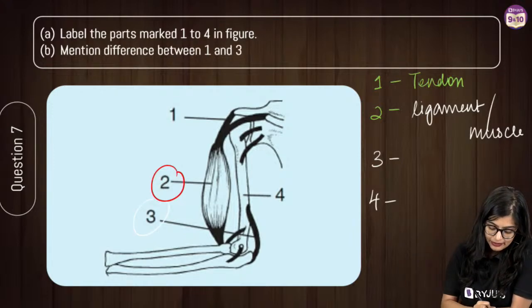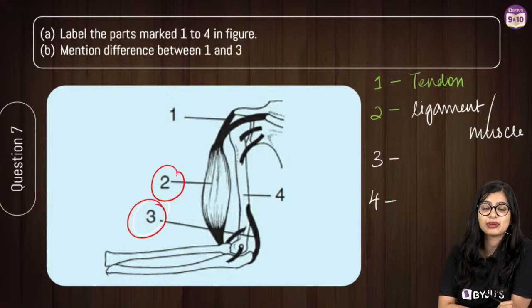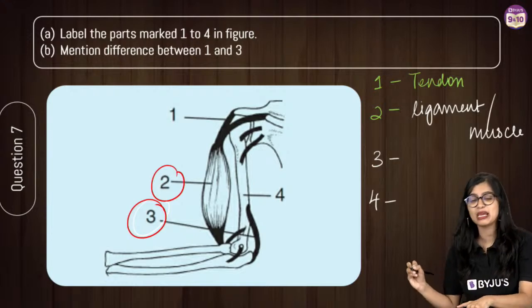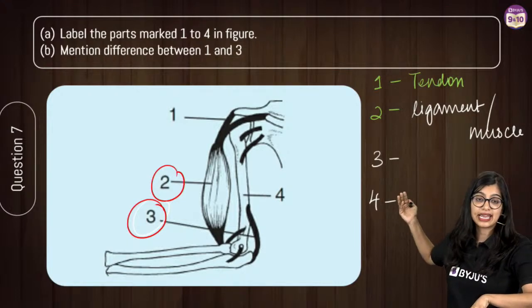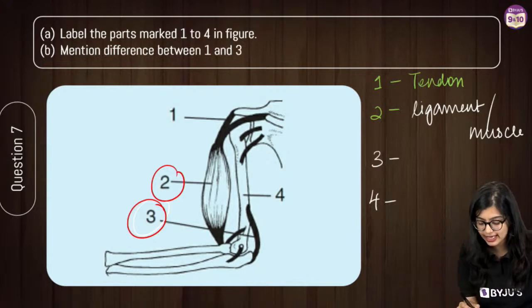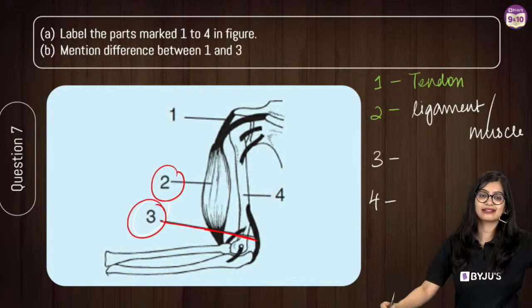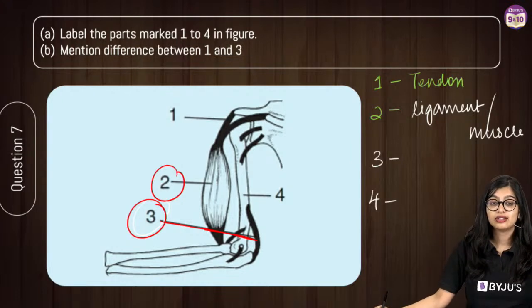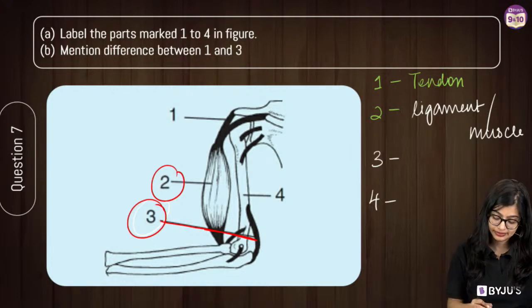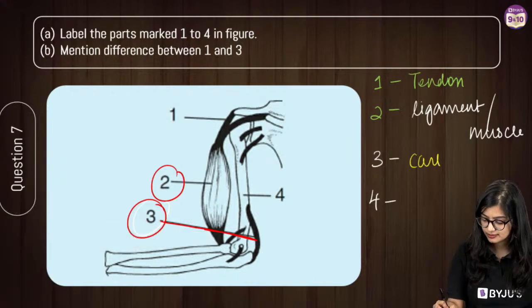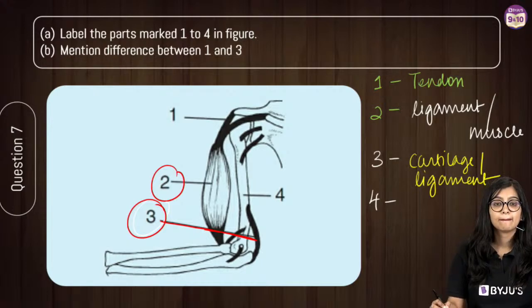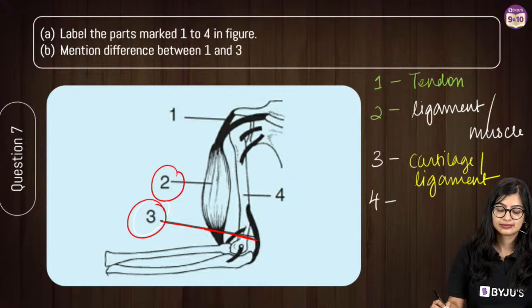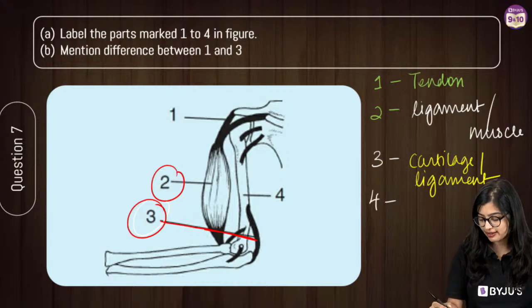Then what is 3? I want you to give me the answer for 3. Everybody, you have given me 1 as tendon. 2, some of you are saying ligament, some of you are saying muscle. What is 3? 3 is pointing here to this black thing. 3 is cartilage. Okay? 3 is ligament. 3 is cartilage. Cartilage / ligament. Okay, we are convinced. 4 is bone. Okay, 4 is bone.